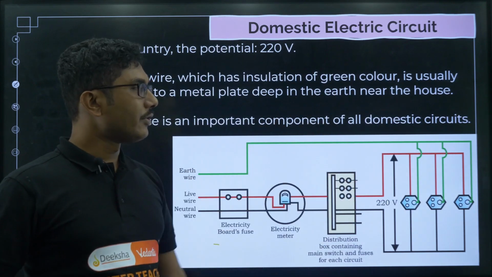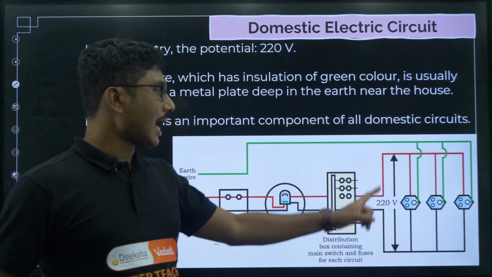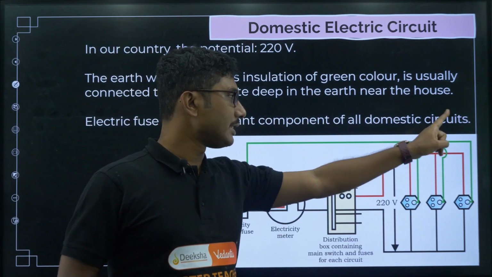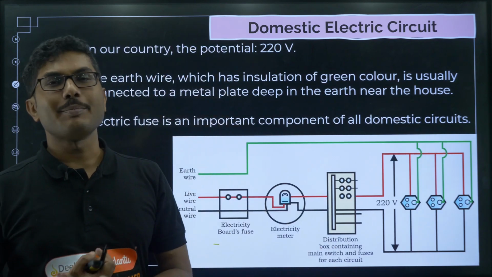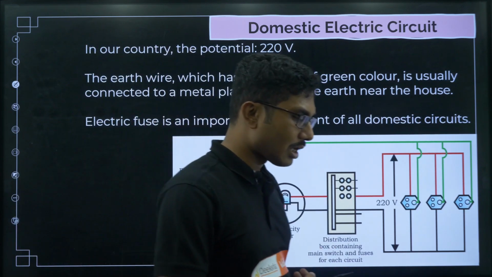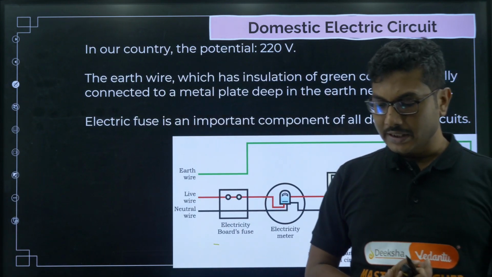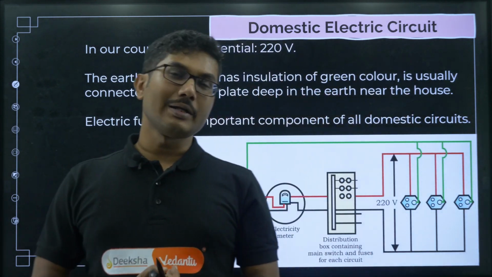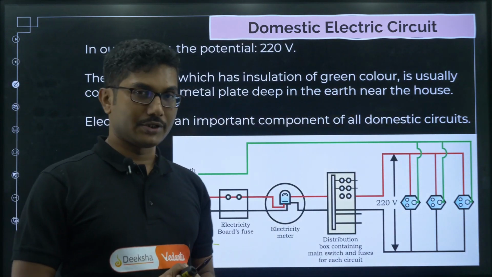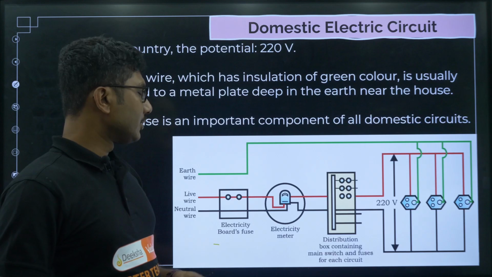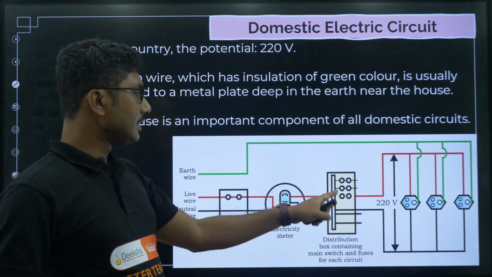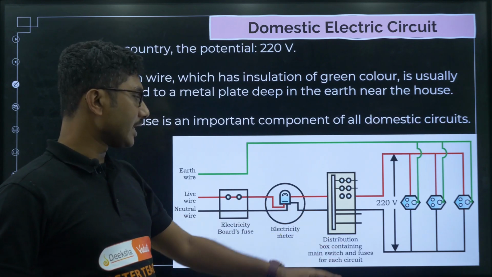Anyway, this is a circuit diagram shown in the figure. As you can see, all the components in these circuits are connected in parallel combination. So whenever you are talking about domestic circuits, domestic conditions, they are all connected in parallel combination, not in series combination. Okay. So this is the electric meter, this is the distribution box containing switch and the fuse.